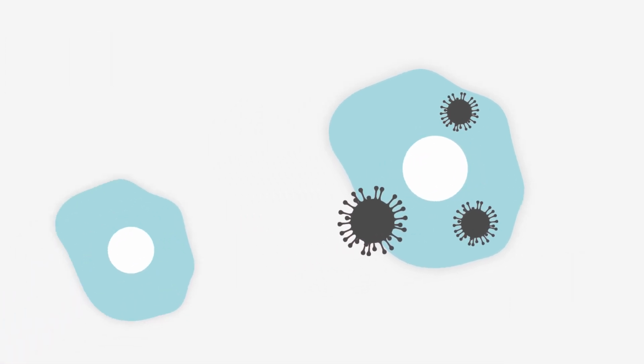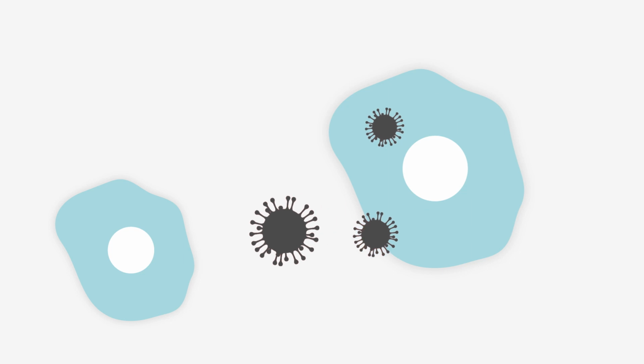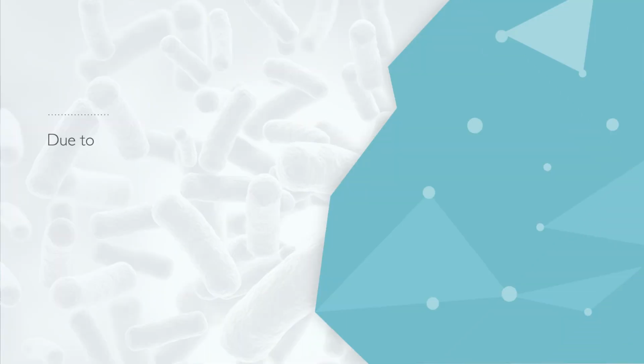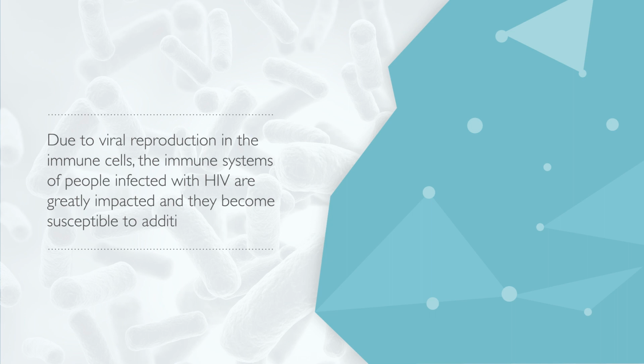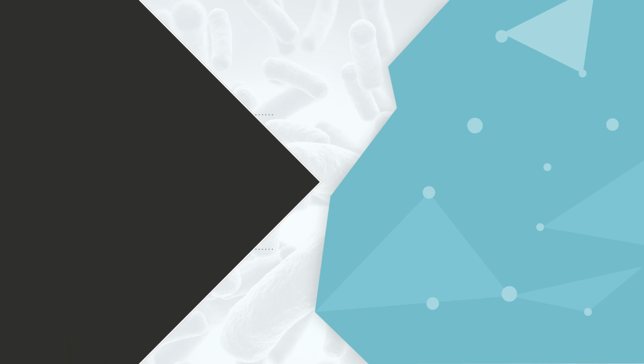Once new HIV virions have been produced, they burst out of the host cell to repeat replication, which kills the cell in the process. Due to viral reproduction in the immune cells, the immune systems of people infected with HIV are greatly impacted and they become susceptible to additional diseases.